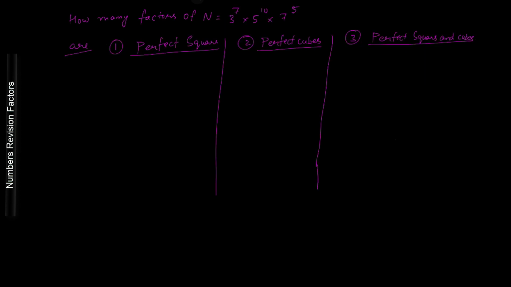Right? Now let's take a little more complicated situation. How many factors of n, which is 3 to the power 7, 5 to the power 10 and 7 to the power 5, are perfect squares, perfect cubes and perfect squares and cubes? Let's take one by one.